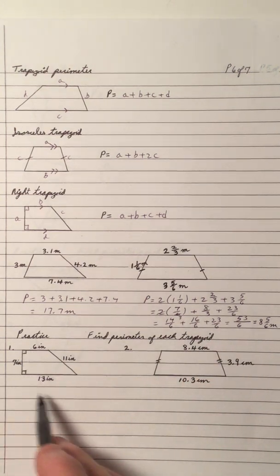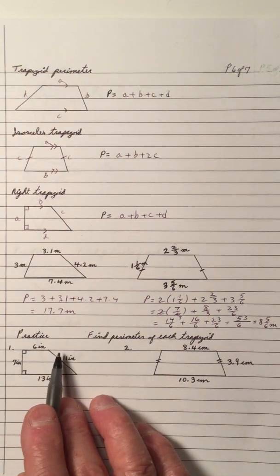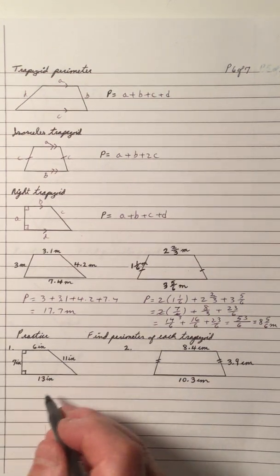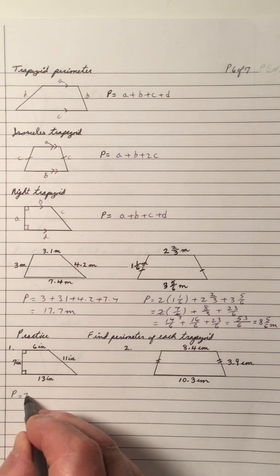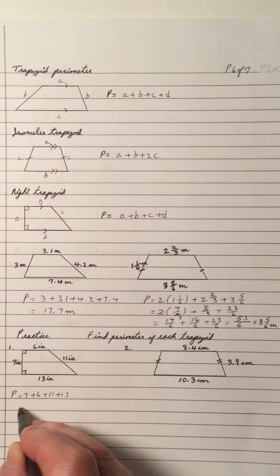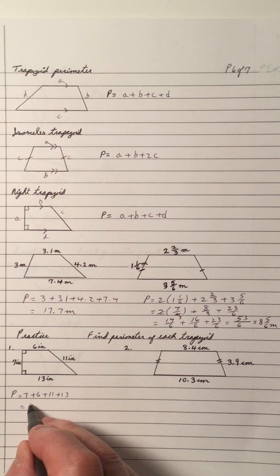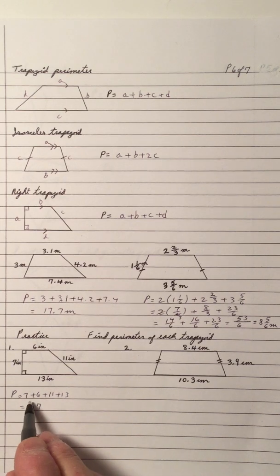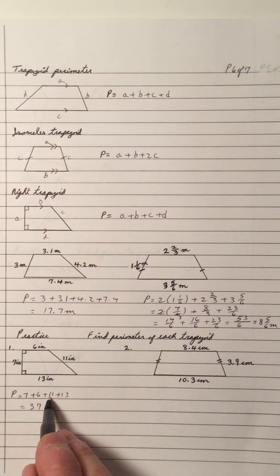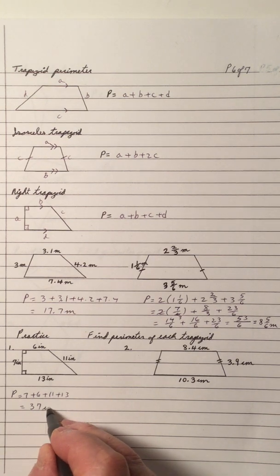Okay, practice. Pause the video and work the 2 of these out. Perimeter of each trapezoid, and all the sides are different, so it's just a 7 plus a 6 plus 11 plus a 13. And again, 13, 26, 37. You can go 13, add on 11 is 24, 34, 37. So add them all up. Oh, that's inches.